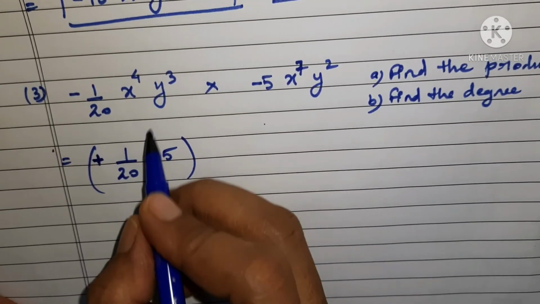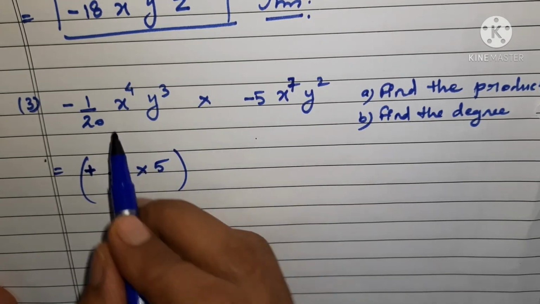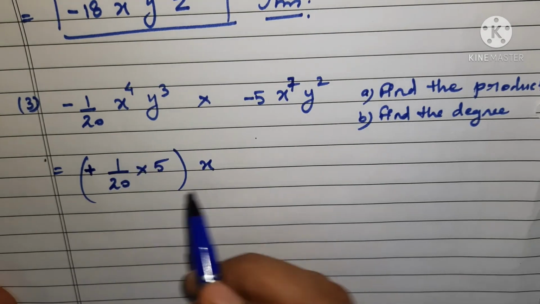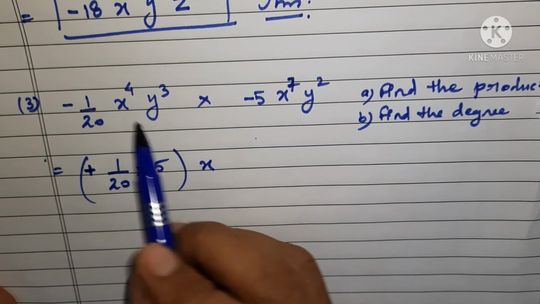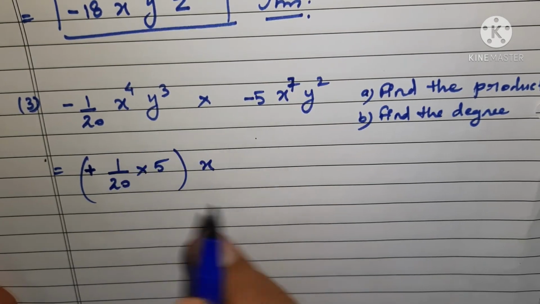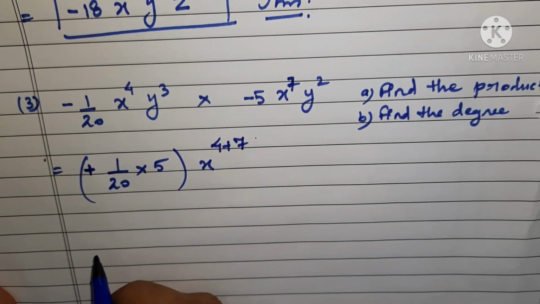What else is there? Then x. You can see that x is here, x is here also. So in both the terms we are having x. Let us see the powers. Here 4 and here 7. So we are going to add the powers, because we see the variable x in both, so we will add their powers. So it is 4 plus 7.